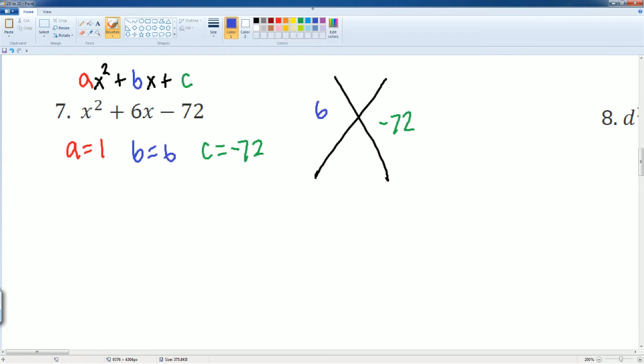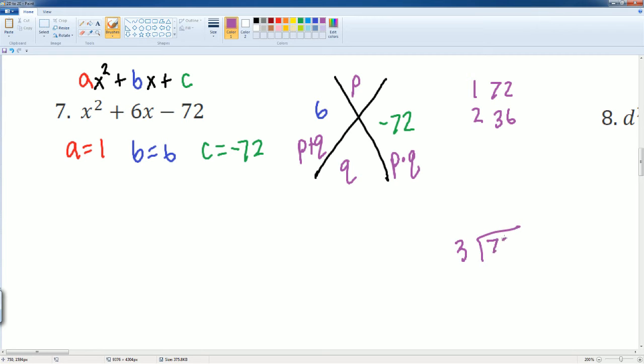Let me repeat that. We want to find a P and a Q such that they multiply together to make negative 72 and that add to make 6. We'll always start off with 1. So 1 and 72, does that work? Doesn't look like I can get 6 somehow. What about 2? 2 and 36. Nope.